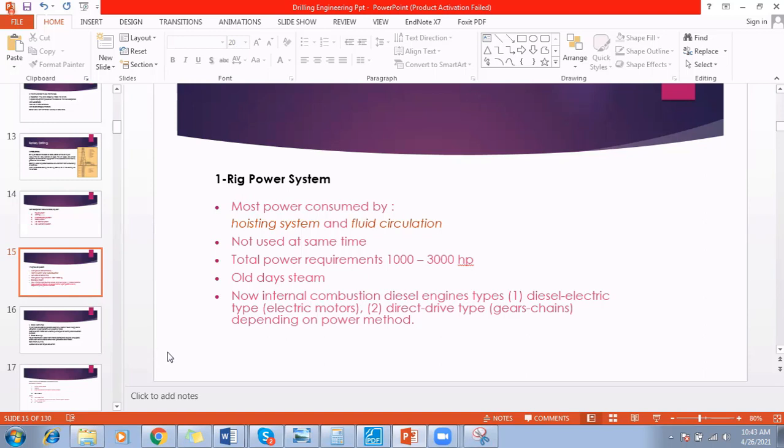Nowadays, power is supplied to the drilling rig from engines. These can be diesel engines or motors, and the drag drive assembly. So these are the two types of power supplies that are currently used in the drilling industry.